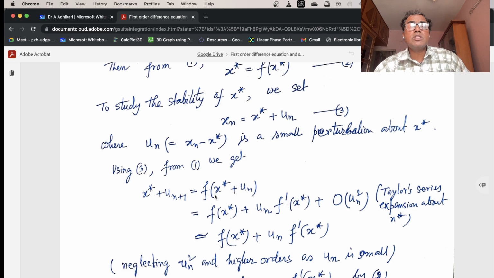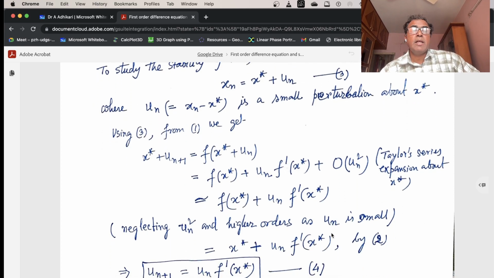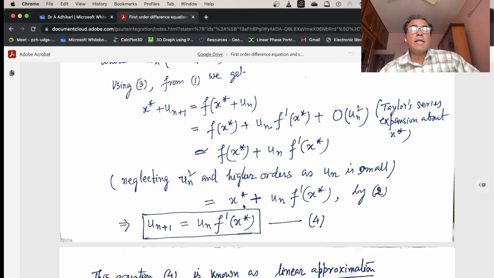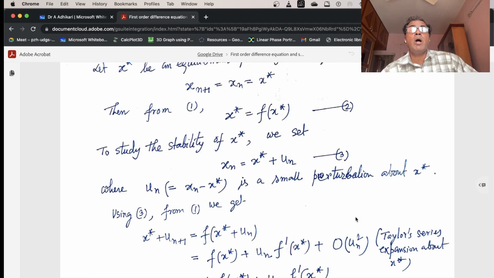By Taylor series expansion, we get f of x star plus u_n f dash of x star plus order of u_n square. Neglecting the second order and higher order terms due to the small perturbation, we get f of x star plus u_n f dash x star. We can cancel x star from both sides. So u_{n+1} equals u_n f dash x star. This equation 4 is known as the linear approximation of the nonlinear equation 1.